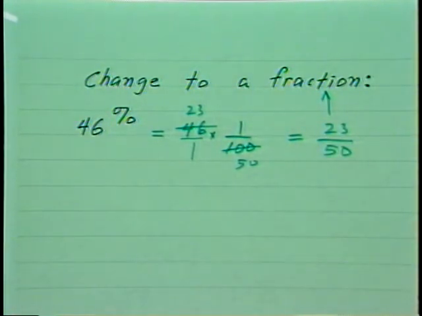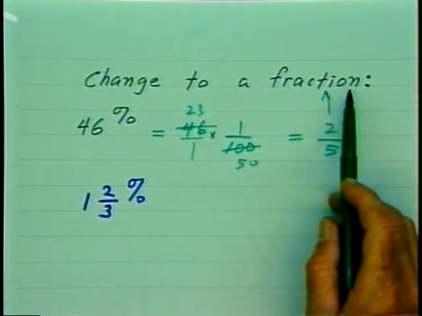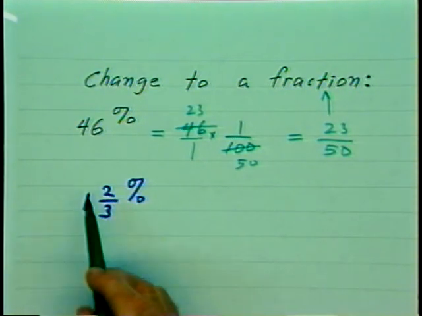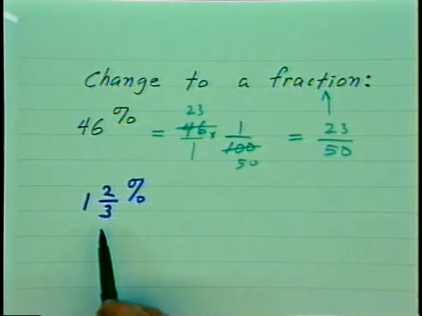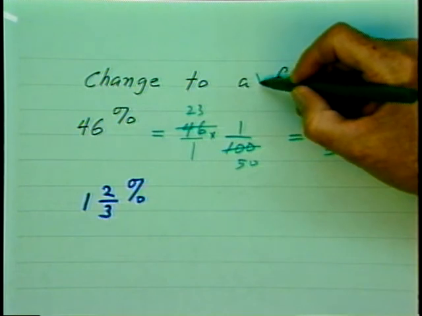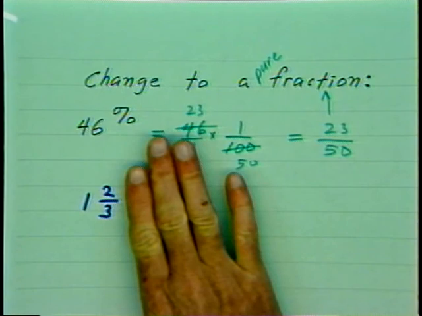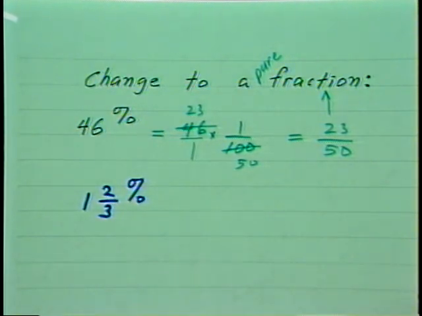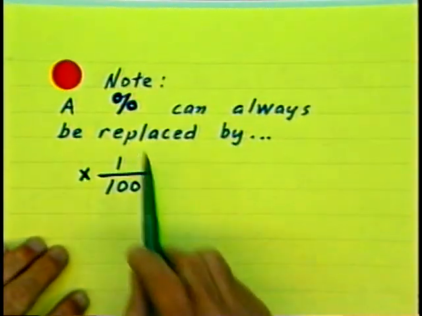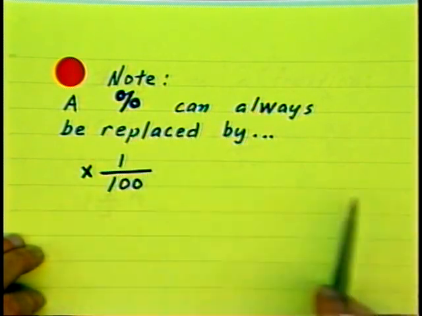Let's do another one. Let's change this to a fraction. Now here again, don't be misled. This says change to a fraction. You might want to say, well, gee, I already have a fraction. What's to change? But it's really the percent that they want to get rid of. So what they're really trying to say is, I want a pure fraction. That is, I'm trying to get away from the percent. But this statement we just had simply says, if you've got a percent, you can replace it by times 1/100th, and that is a fraction, isn't it?